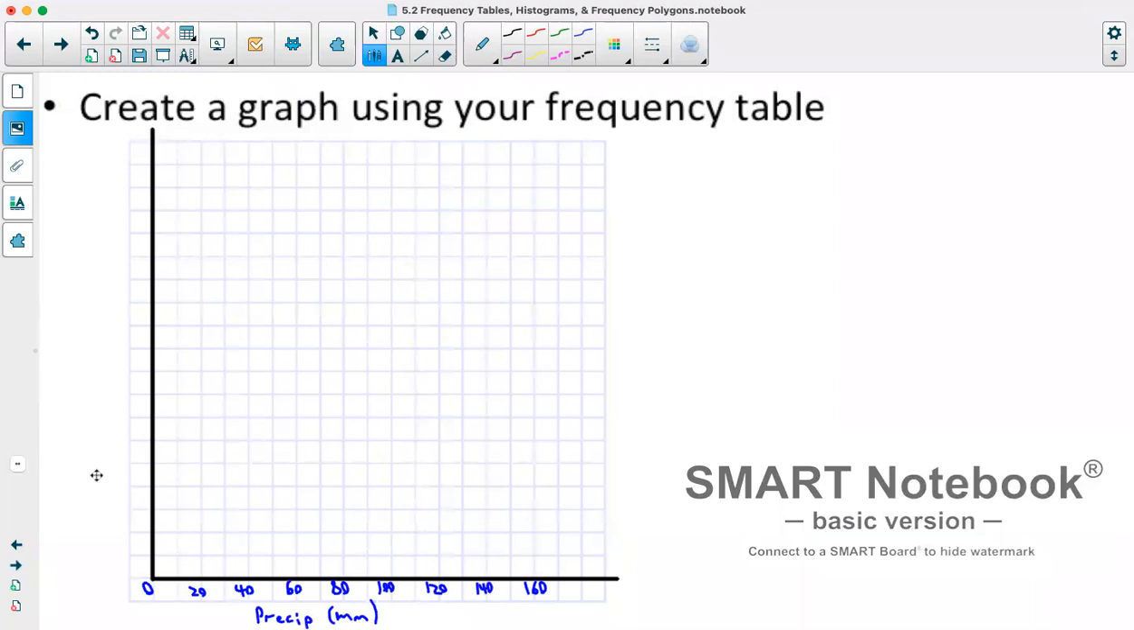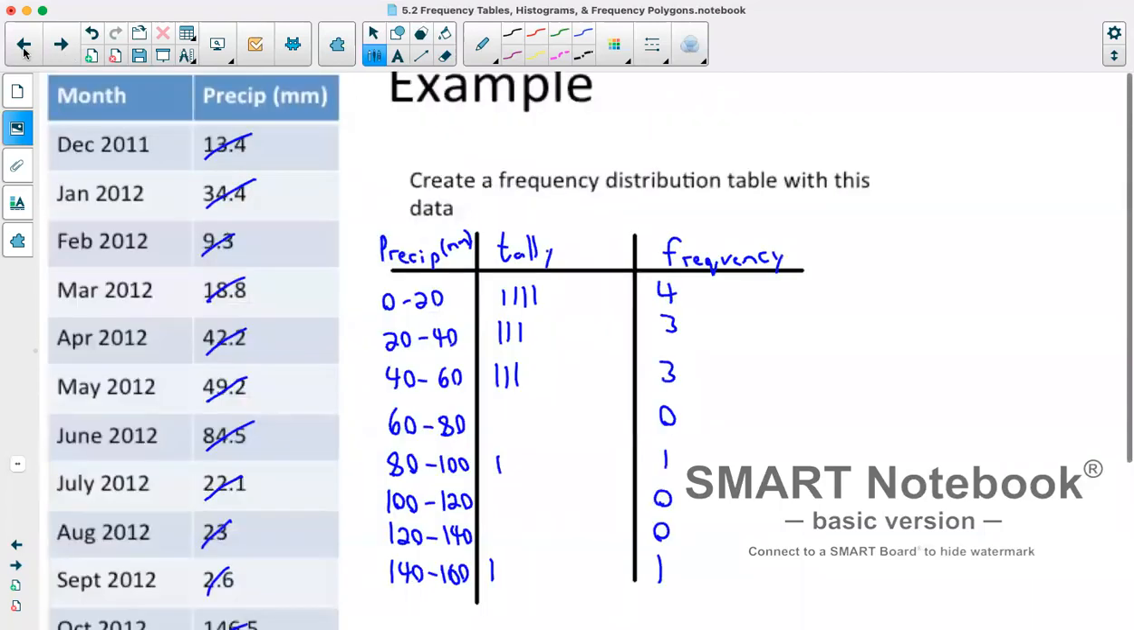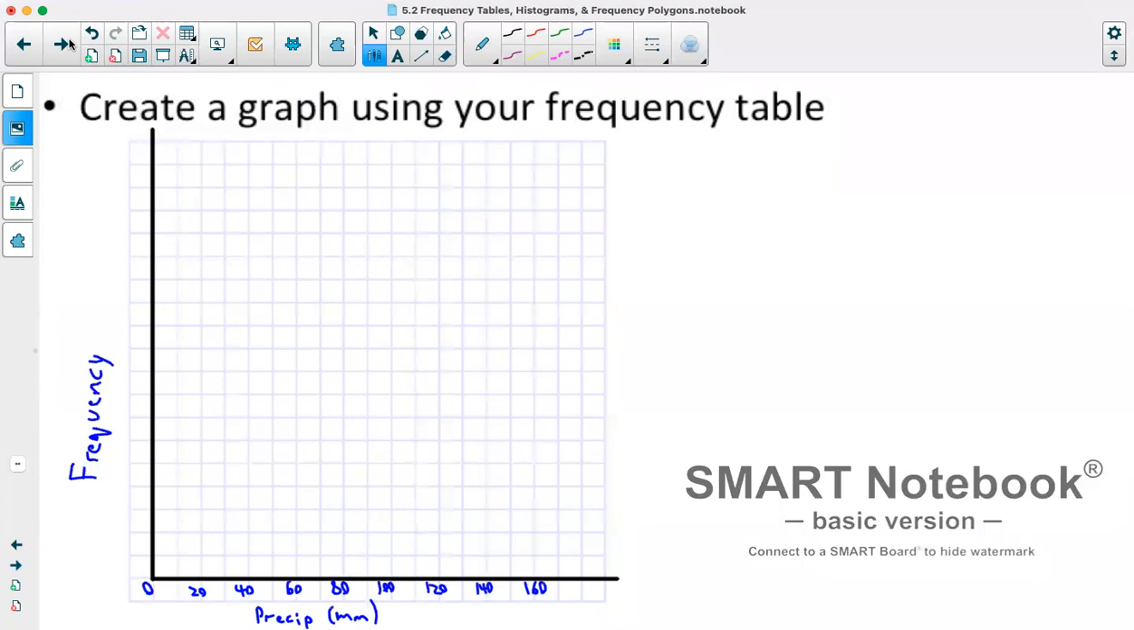And then on this side, we'll have frequency. Our highest frequency was 4, and we usually want to have our graphs filled out a fair amount. We don't want all of our bars at the bottom, so we'll find a scale that utilizes most of this graph paper. I might say every 4 boxes is equal to 1. So this would be 1, this is 2, this is 3, this is 4. Okay, now we'll start filling this out.